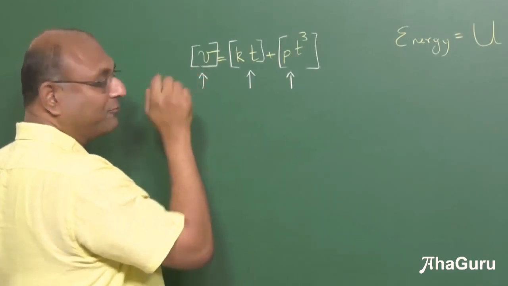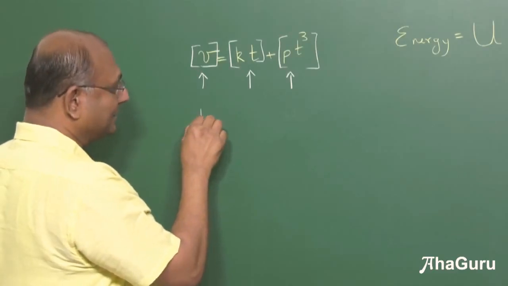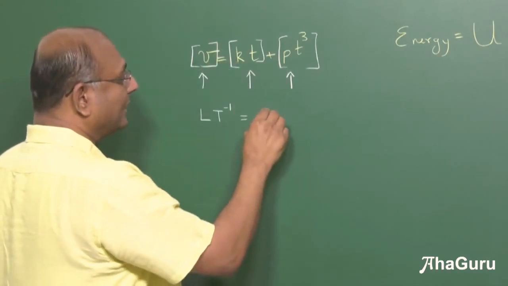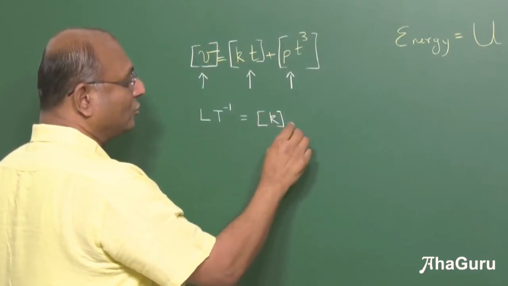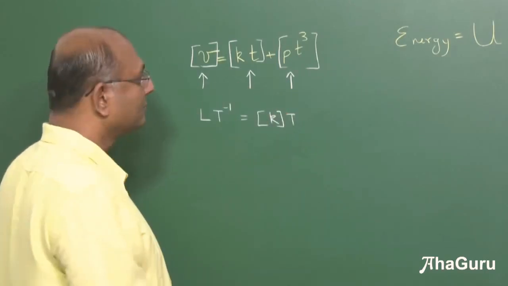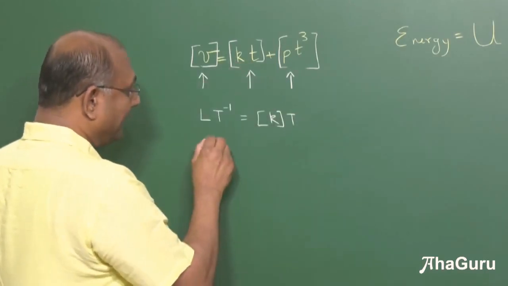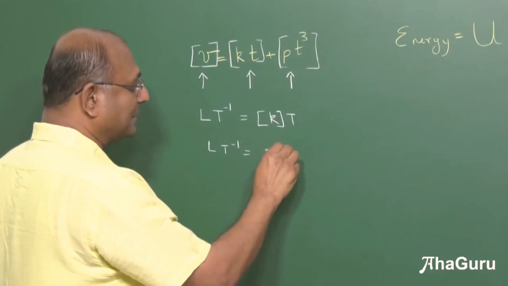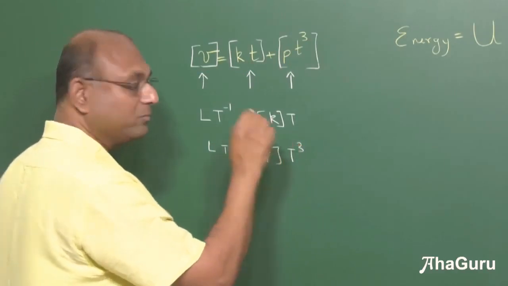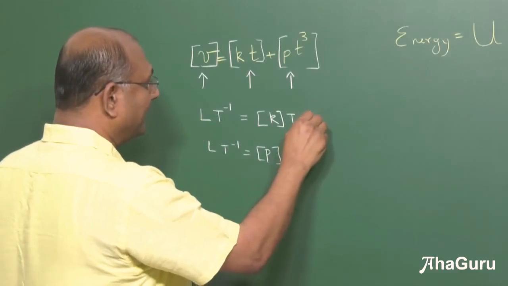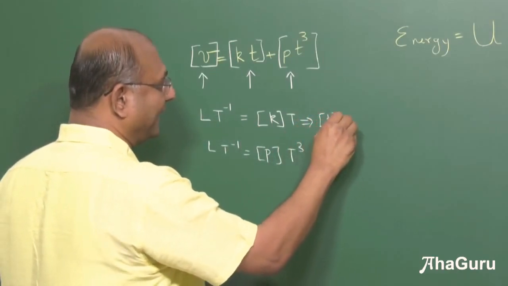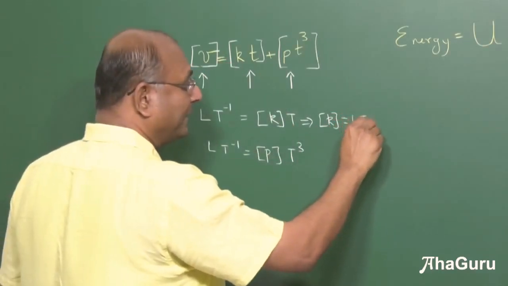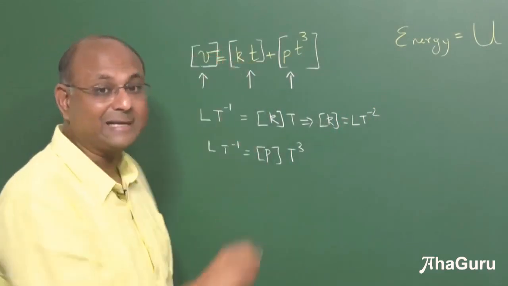What is the dimensional formula for V? It is length by time, LT power minus 1. That must be equal to dimensional formula of K into time. Separately, similarly, LT power minus 1, which is the dimensional formula for V or this, must be equal to dimensional formula for P into T cube, time cube. What does this first one tell me? It tells us that dimensional formula of K is LT power minus 1 by T, which is LT power minus 2. So K must be of the form acceleration.